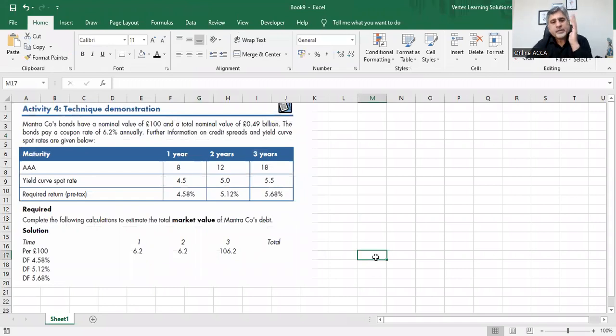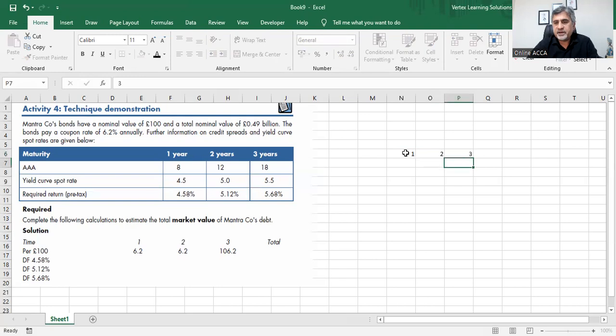Yes. So what is the requirement in this question? It says complete the following calculations to estimate the market value of the debt. We know that the face value of the debt is 0.49 billion, which means 490 million. But what is the market value? So nothing to be done. It's just year 1. I'll have year 2.